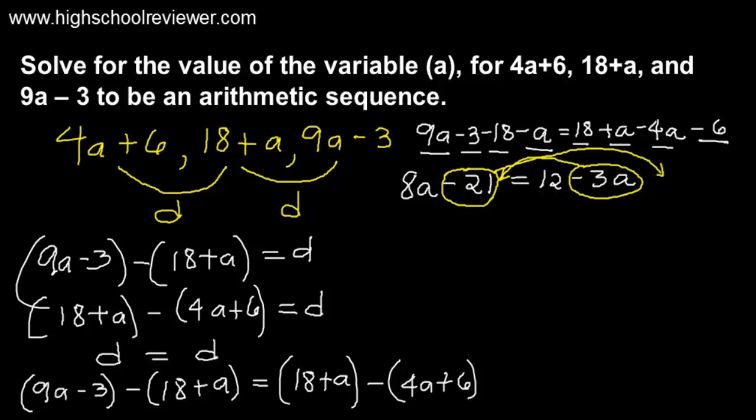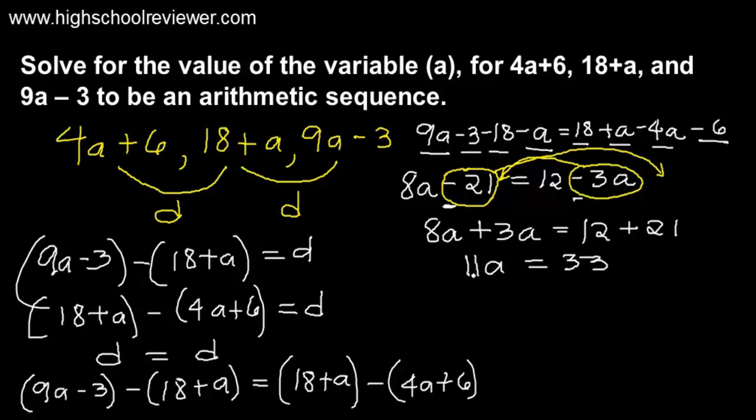Okay. So on the side of positive 8a, we will have 8a. If we transpose negative, this will change sign. This will become positive 3a. And we will have here 12. If we transpose negative 21, it will change sign. It will become positive 21. So 8a plus 3a, that is equal to 11a. 12 plus 21, that is equal to positive 33. And to find a, we need to cancel out 11. So divide both sides of the equation by 11.